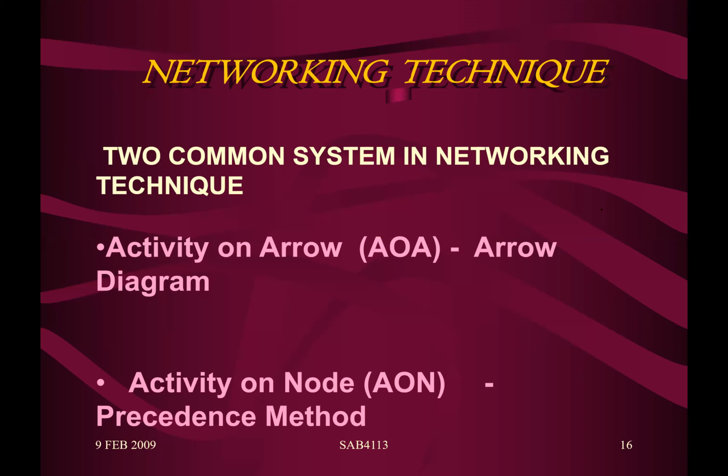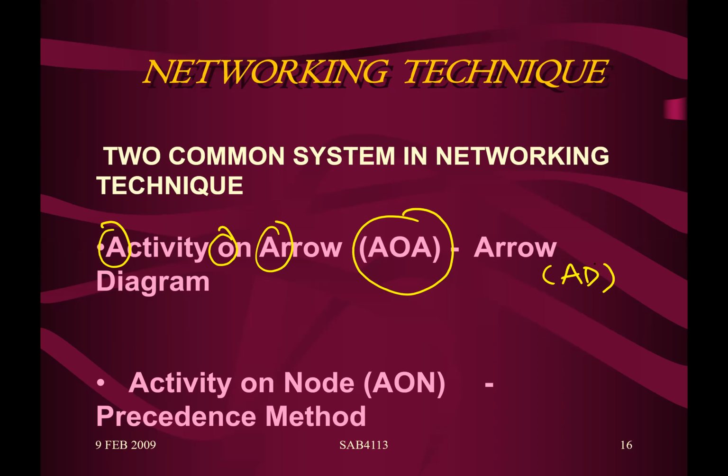Network diagram. There are two common systems in network diagram. One is better known as the AOA diagram, where A stands for activity on arrow, or simply known as arrow diagram or AD. In certain books, they will call it AD, arrow diagram. And then AON, activity on node, subsequently better known as the precedence diagram method or PDM. So AON is basically the origin, then subsequently it evolved into the PDM diagram. We will look into this in our next slide. At the end of the day, you must be able to construct this diagram using either this method or this method.